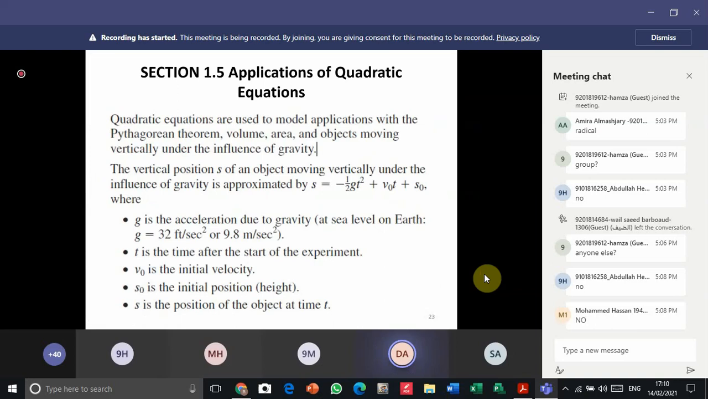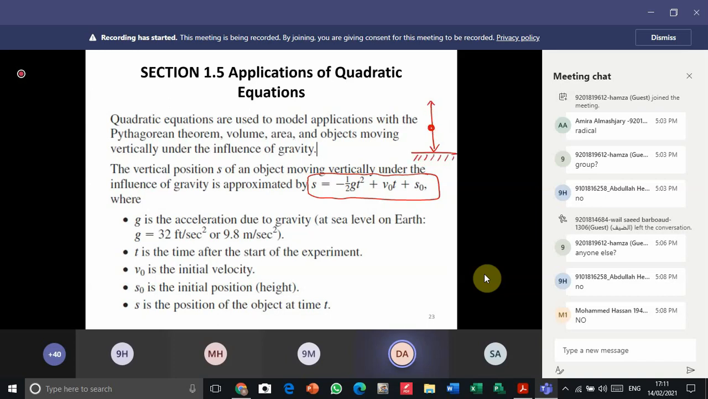Now we have a famous formula for the distance between an object and the ground, when the object falls down, or when we throw the object in the air from the ground, and so on. So we have the famous quadratic equation, this one. What's the meaning of the s? This is the vertical position, the position of an object moving vertically from the ground.